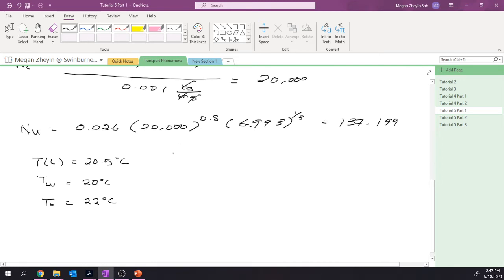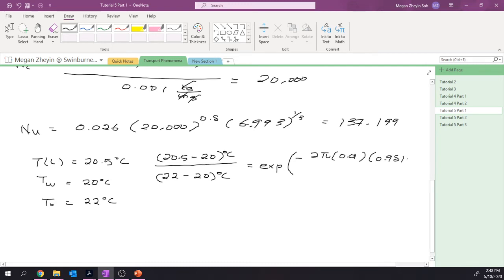So substitute the value back into the equation. We get (20.5 minus 20 degrees Celsius) divided by (22 minus 20 degrees Celsius) equals the exponent of negative 2 pi, r is 0.01, h we have found, which is 0.981, multiplied by L over here, divided by V0, which is 1.